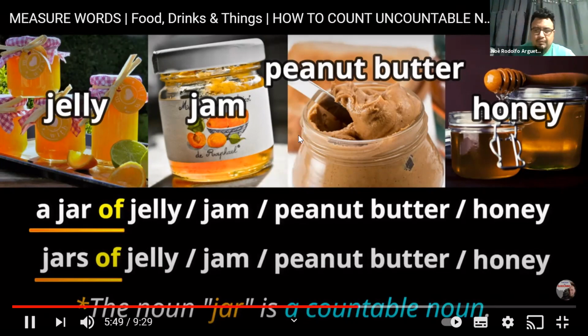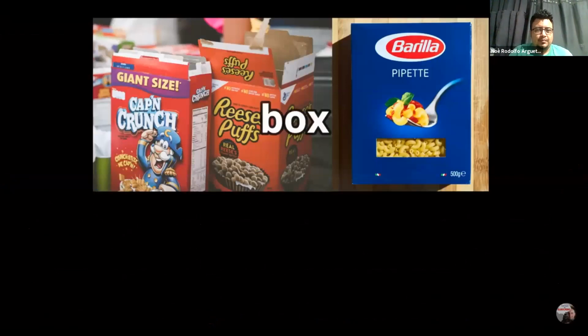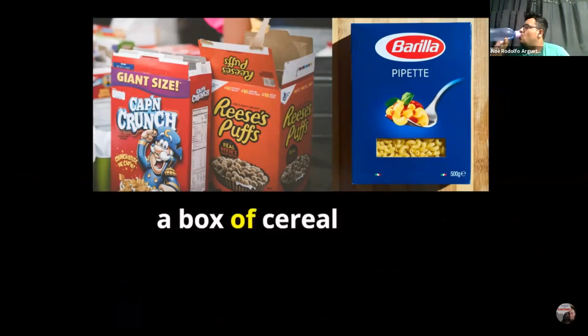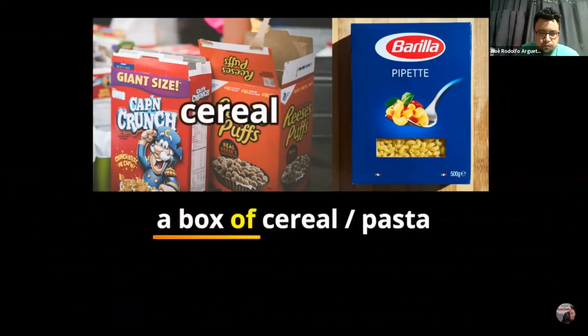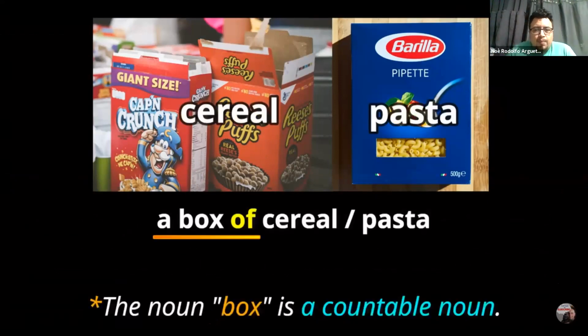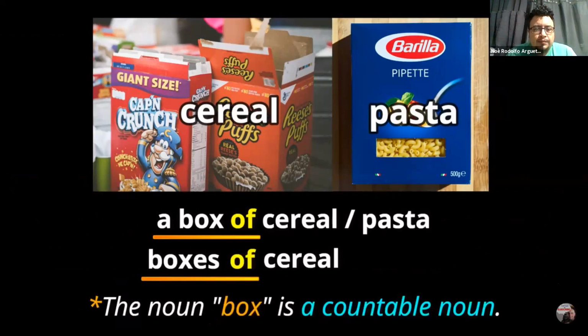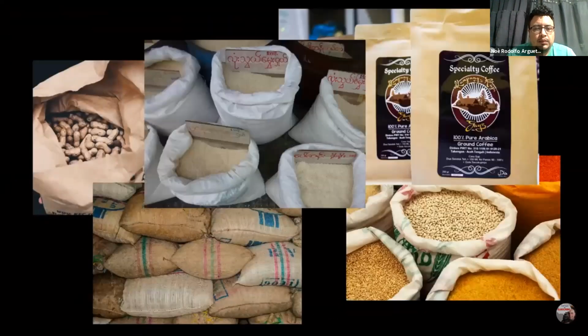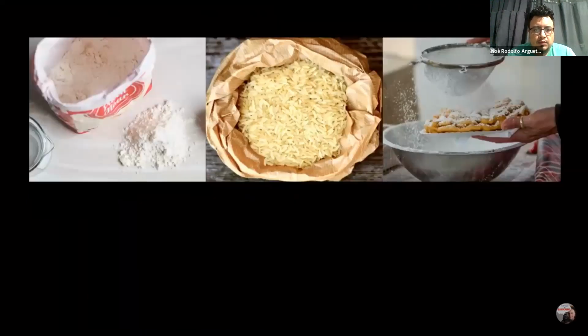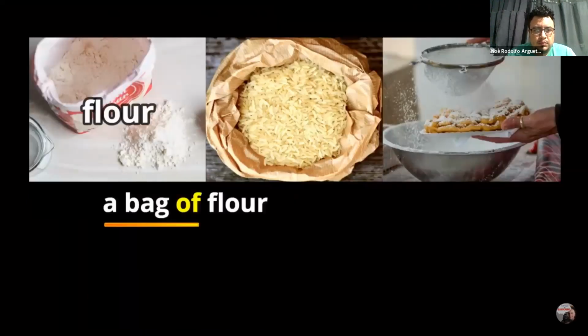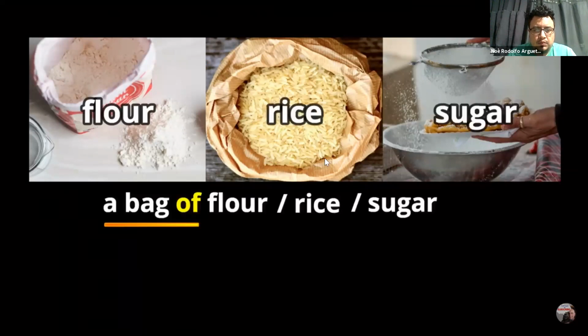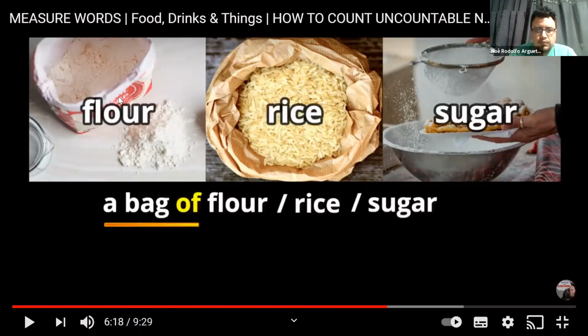Another common container is a box. And very common ones are a box of cereal or let's say a box of pasta. And then when you have more than one box, there are boxes. Boxes of cereal and boxes of pasta. Bags are also very popular for counting things, such as flour, a bag of flour, a bag of rice, or sugar. Right? One bag.